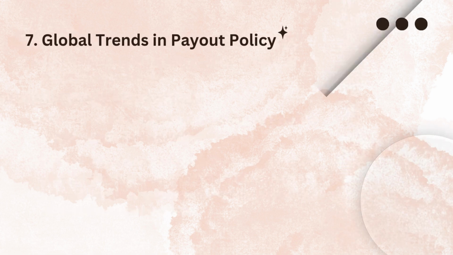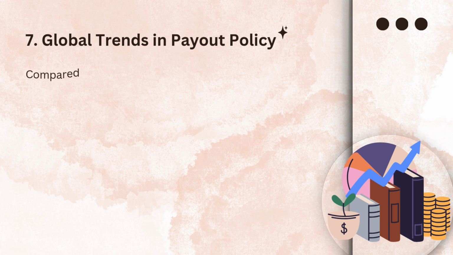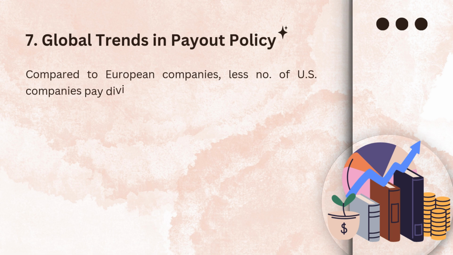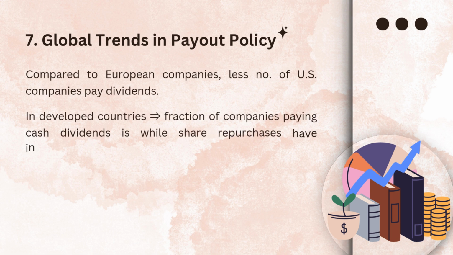7 Global trends in payout policy. Compared to European companies, fewer U.S. companies pay dividends. In developed countries, the fraction of companies paying cash dividends is falling while share repurchases have increased.